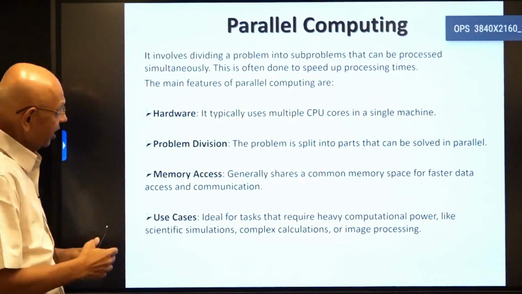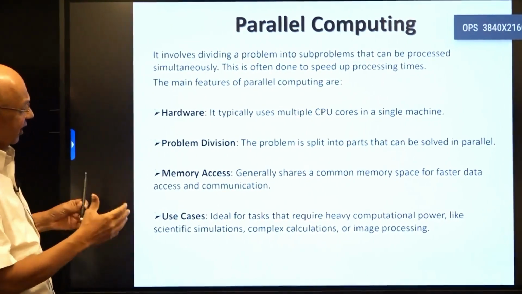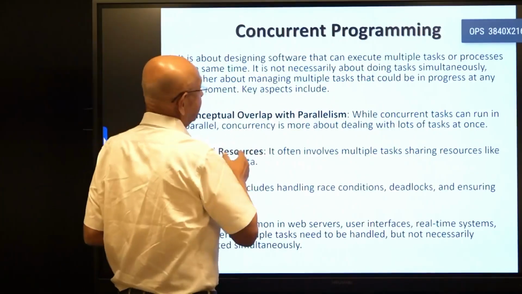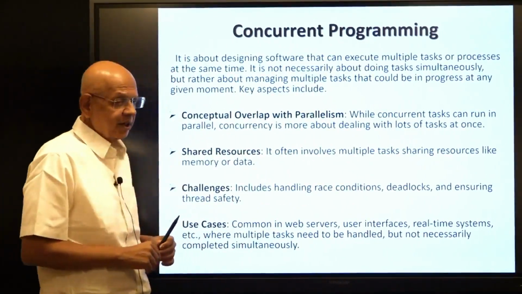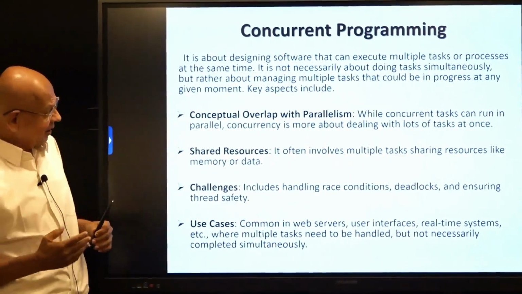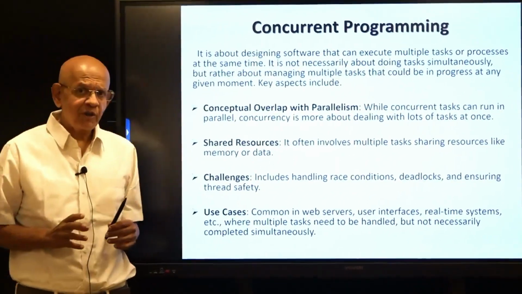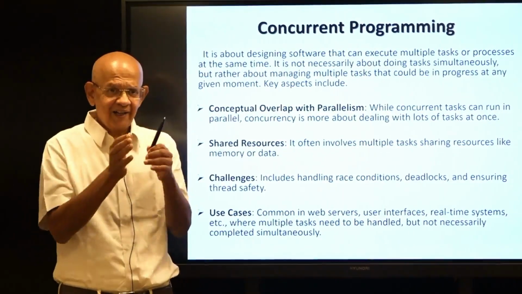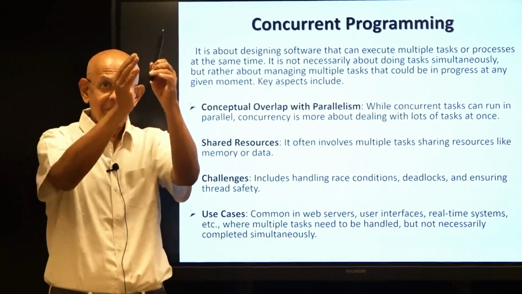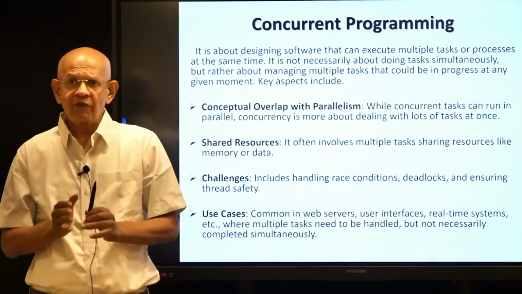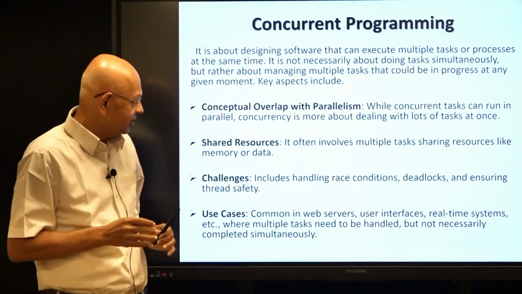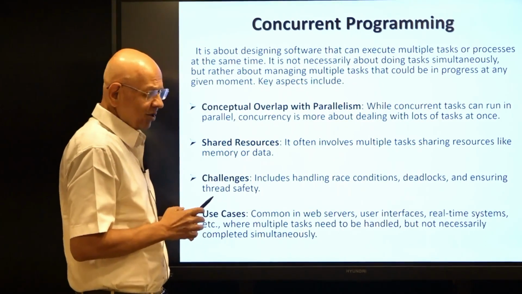Let us look at the second style, which is called concurrent programming, and see how it is different from parallel computing. In parallel computing, what did we see? There were multiple cores, and one core was processing one part of the image, another core was processing another part, and the third core was processing the third part. In concurrent programming, that is not what we do.